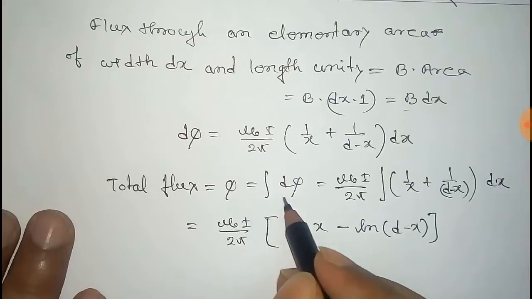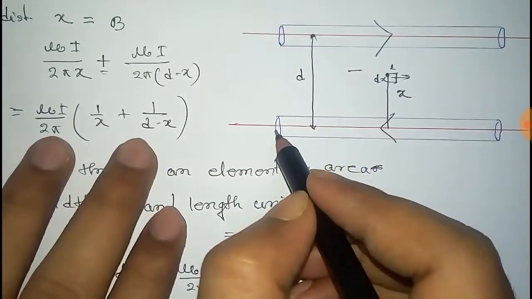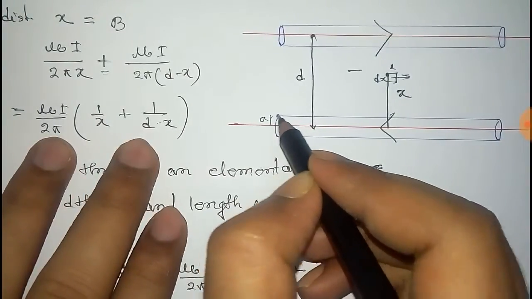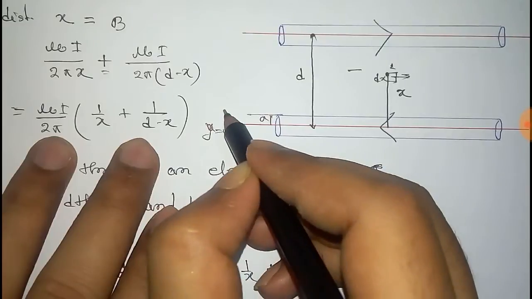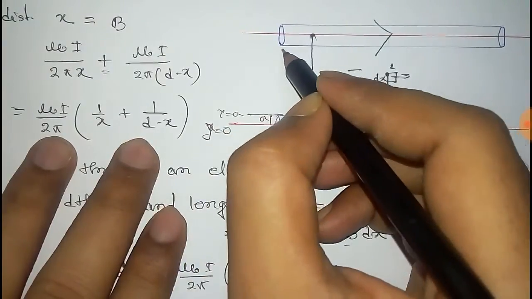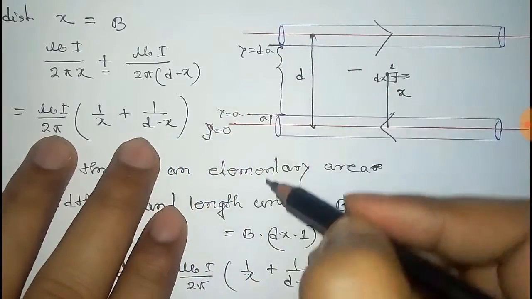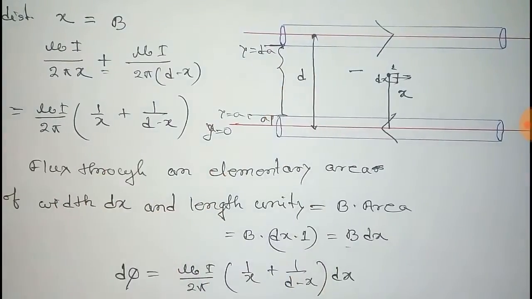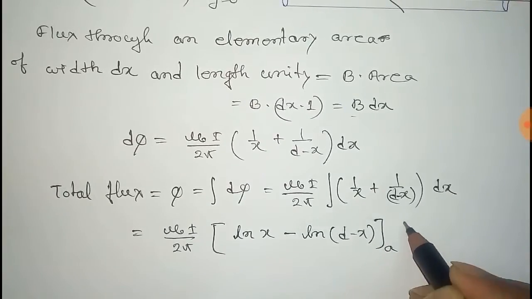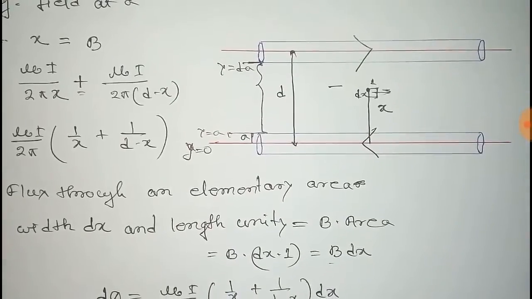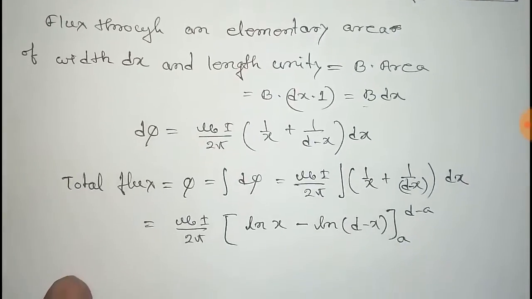Now we have to put the limits of x. You can see that we have to take this distance for the limit, so this is the radius of the wire a. If that is the 0 axis, then this is at a, and this length is d minus a. So we have to put the limit from a to d minus a for this total area. There is a correction: we took this as the y axis, but it's the x axis, so the limit is x equal to a to d minus a.